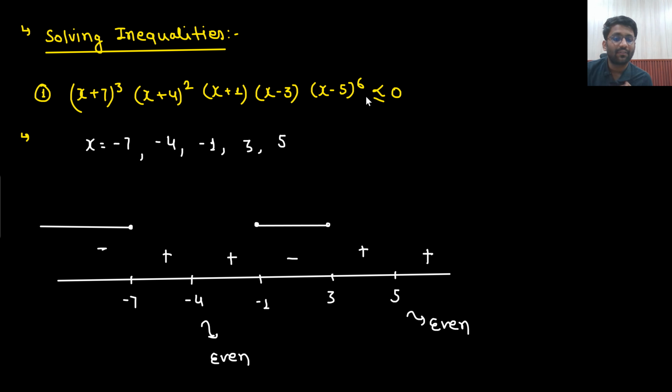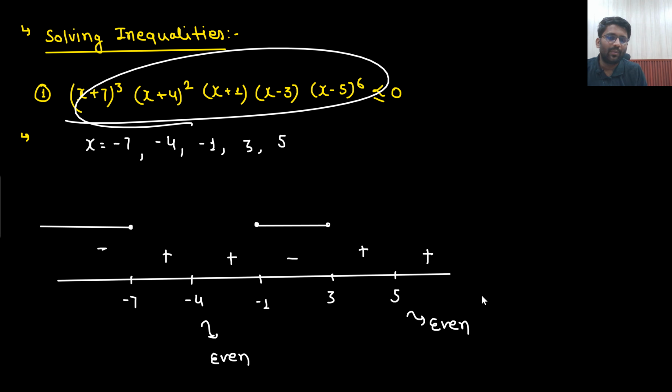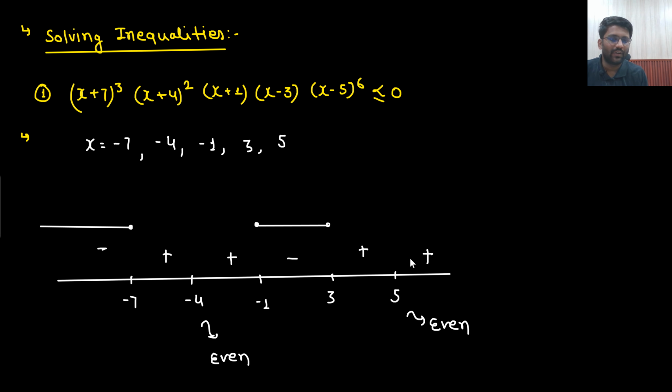If the function is greater than 5, then plus, right? Because everything will be positive here. So here the function will throw positive value. This will also throw positive value. This will throw negative, then positive, and then negative. Why is the sign not changing? Because even power was there.